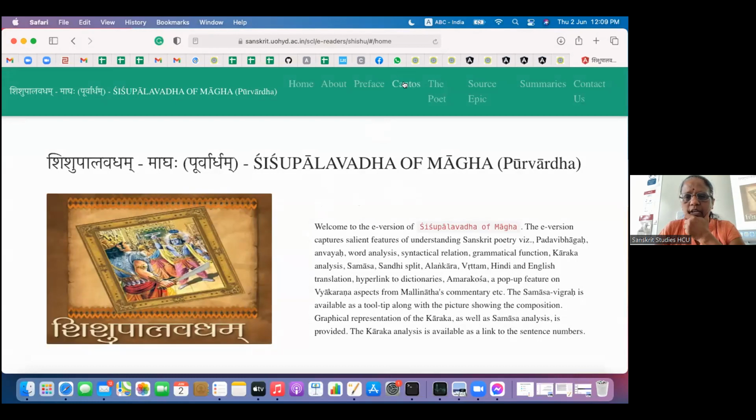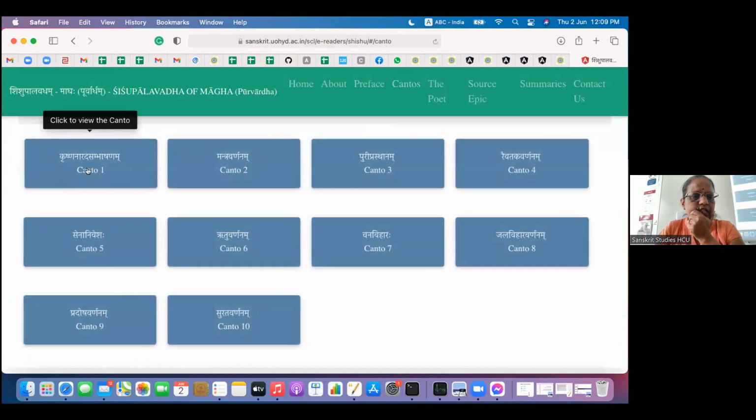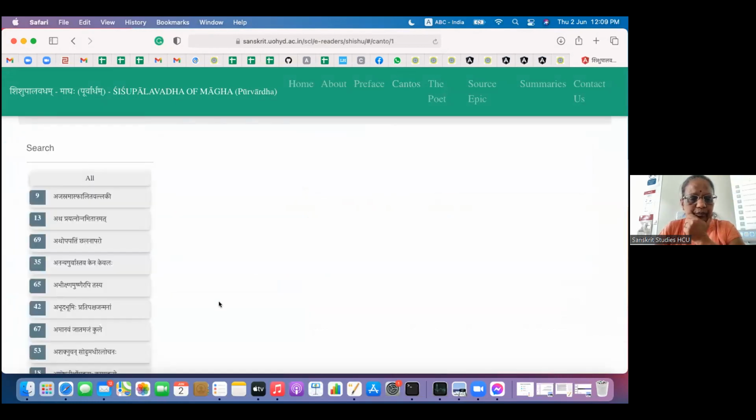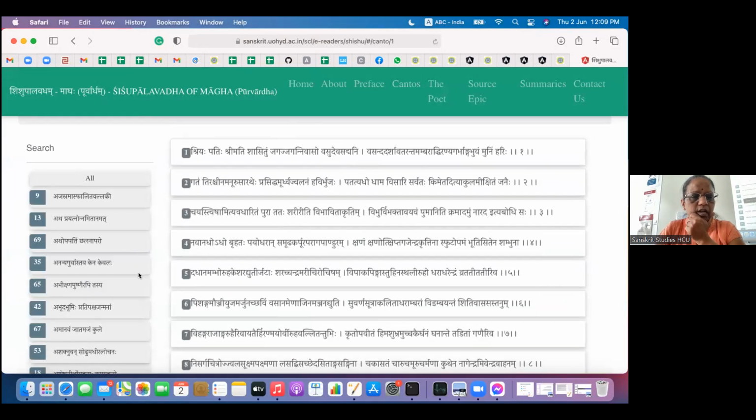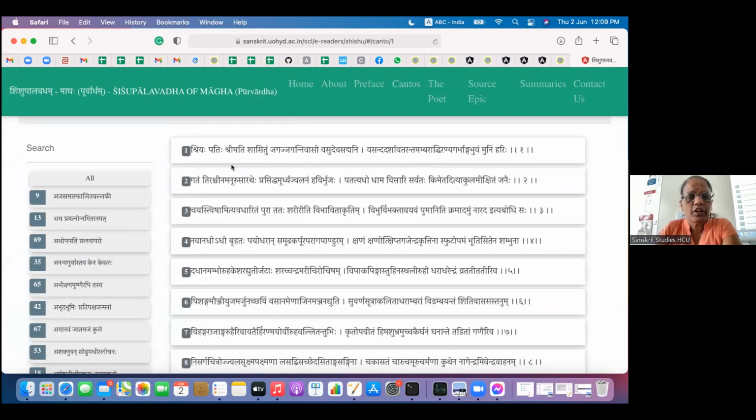And I go to cantos, and the first one I select. So this is the first shloka from Śābdabodha.